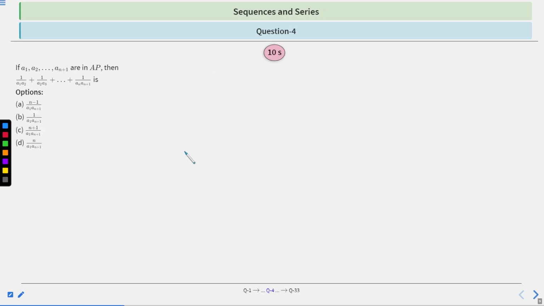Now let's move to question number 4. If A1, A2 till A(n+1) are in AP, then we have to calculate 1 upon A1 A2 plus 1 upon A2 A3 till 1 upon An A(n+1). So let's move to the solution part after 10 seconds.